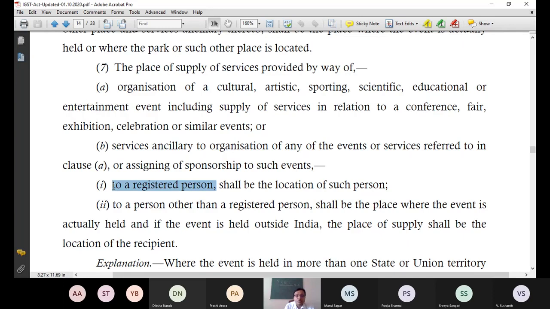And if the person is not a registered person, then it does not matter what the location of this unregistered person is. Then the place where the event is being organized or actually held becomes the place of supply. And in case the event is organized outside India, the place of supply shall be the location of the recipient. Now, let me start resuming the examples.